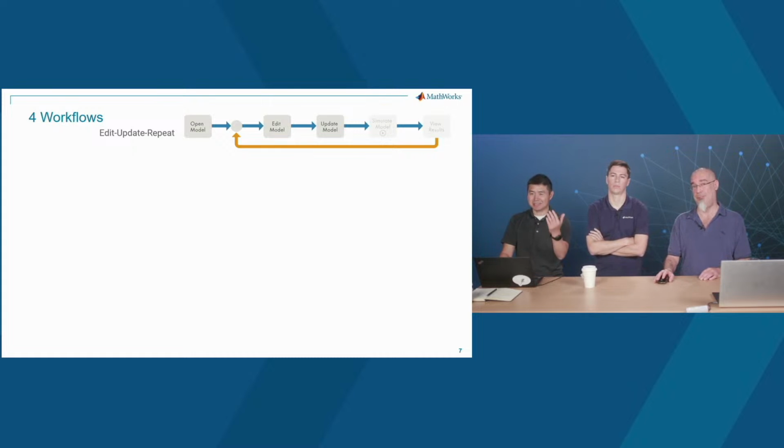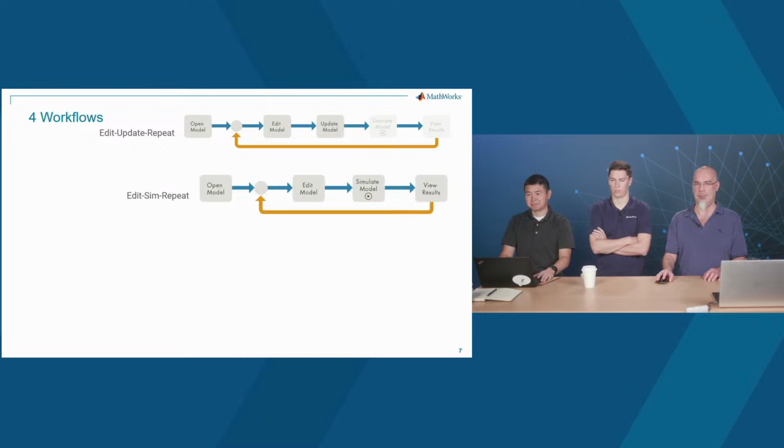What's the second one? The second is a little bit down the road with the maturity of your model. So here you actually do edit, update, and also you're going to simulate. Yep, we call it edit, sim, repeat.